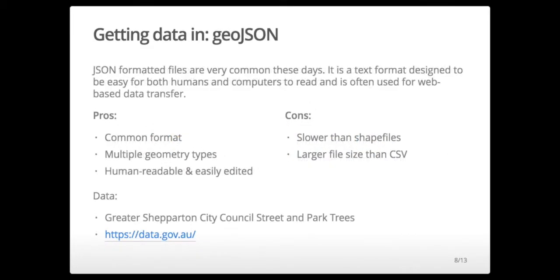Cool. So, GeoJSON data. JSON formatted files are really common. It's a text format that's designed to be easy to read for humans and computers, and is often used for web-based data transfer. It's a very common format. It can produce multiple geometry types, and being text, it's fairly human readable and easily editable. Again, it's a bit slower than shapefiles, and it tends to produce a larger file size than CSVs. And there's a quick link to the data we used for our trees layer.